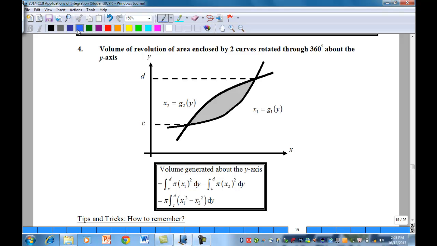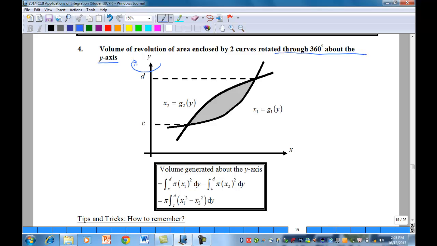Hello and welcome to this video, where we look at the volume of revolution of the area enclosed by two curves rotated through 360 degrees about the y-axis. When we revolve this shaded area about the y-axis, what kind of solid will we get?